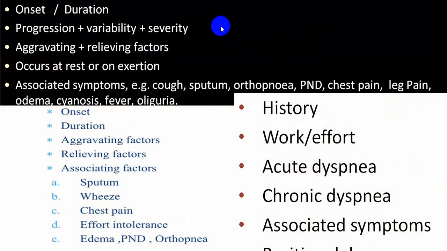So while going through the history, onset, duration, how it has progressed, severity, variability, aggravating factor, relieving factor, any relation to rest or exertion, how much exertion, associated symptoms like cough, sputum, orthopnea, PND, chest pain, leg cramps, edema, cyanosis, fever, oliguria, etc. should be asked for. All those we have mentioned here. And from onset and duration, you can differentiate into acute, chronic, and again in acute, sudden onset, rapid onset. And always try to find out associated symptoms by getting a good history.